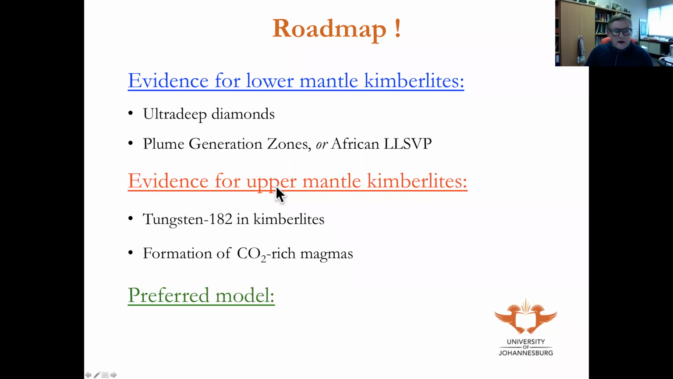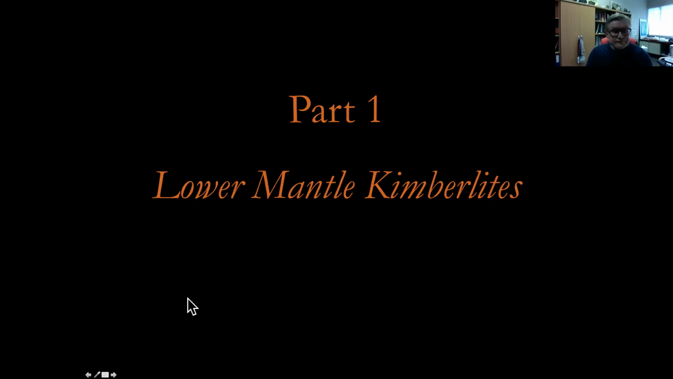Then after that, I will briefly review the evidence for an upper mantle origin for kimberlites. And under that heading, the tungsten-182 evidence fits very nicely. And then I will also say a few words about the formation of carbon dioxide-rich magmas, which actually also supports the upper mantle origin much more than a lower mantle origin. And that shall lead me to my preferred model.